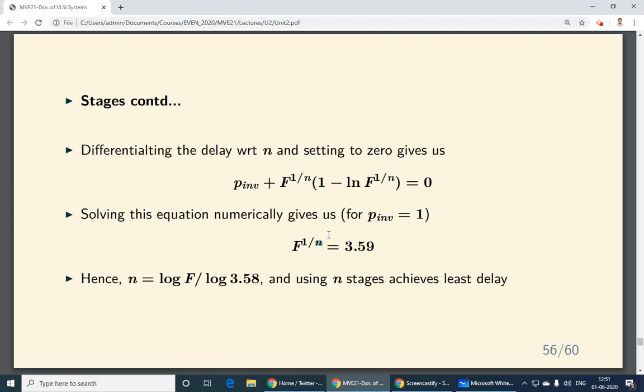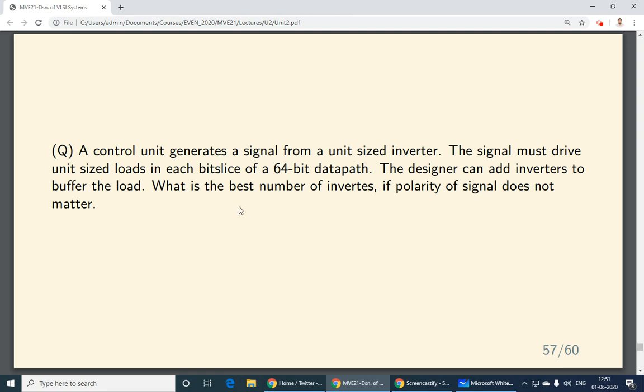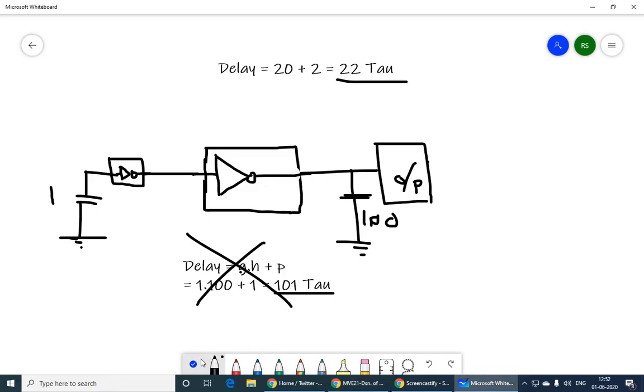So let us try one numerical, relatively simple. A control unit generates a signal from a unit-sized inverter. The signal must drive a unit-sized load in each bit slice of a 64-bit data path. So the fan out is 64, and each branch has the same unit-sized load. And we can add inverters. Polarity doesn't matter, which means you can add an odd or an even number of inverters. But how many should we add to reduce the delay? That is the question. So we'll try to do this.